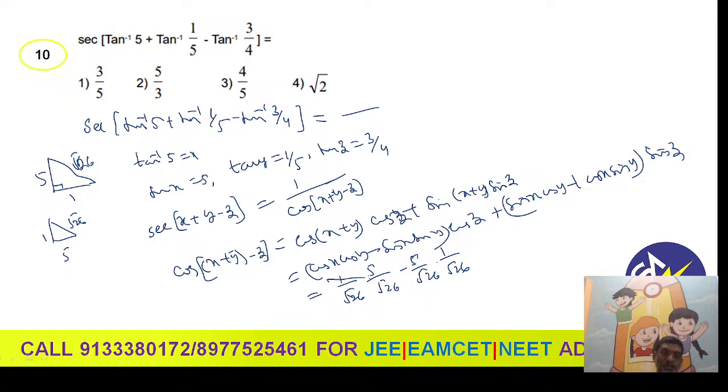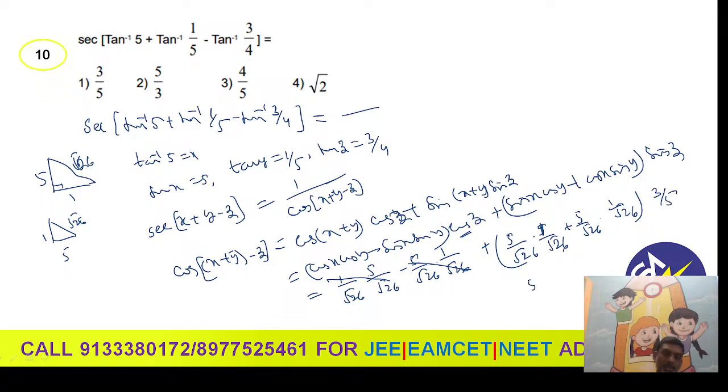Okay, so this both gets cancelled. Then no need to write cos z here. Plus sin x into cos y: sin x is 5 by root 26 and cos y also 5 by root 26, plus cos x, 1 by root 26, into sin y, which is 5 by root 26, multiplied by sin z. Sin z is equal to 3 by 5.